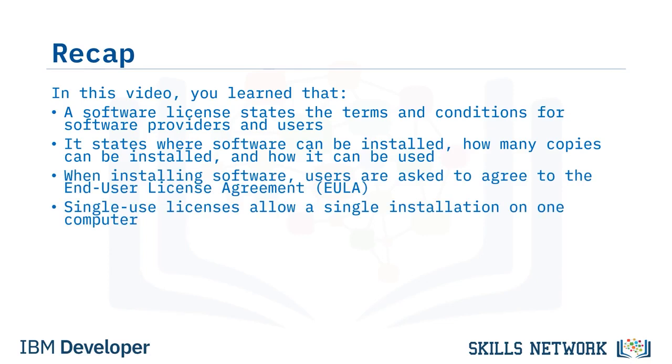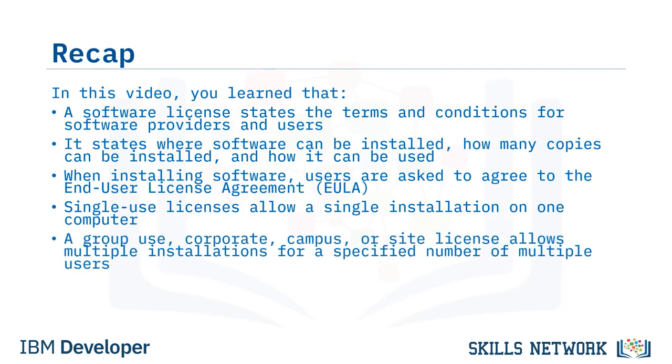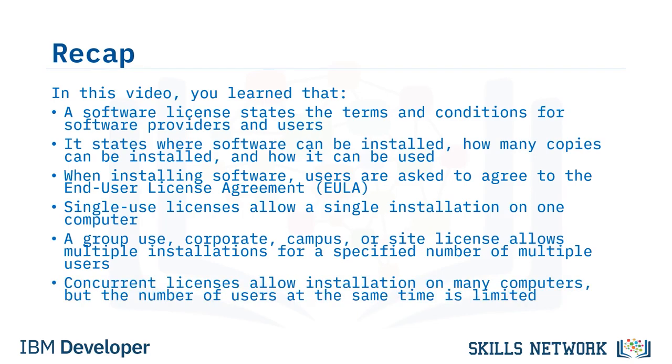Single-use licenses allow a single installation on one computer. A group-use, corporate, campus, or site license allows multiple installations for a specified number of users. Concurrent licenses allow installation on many computers, but the number of users at the same time is limited.